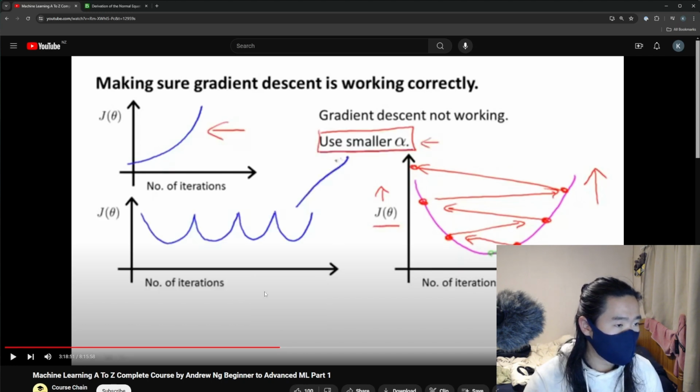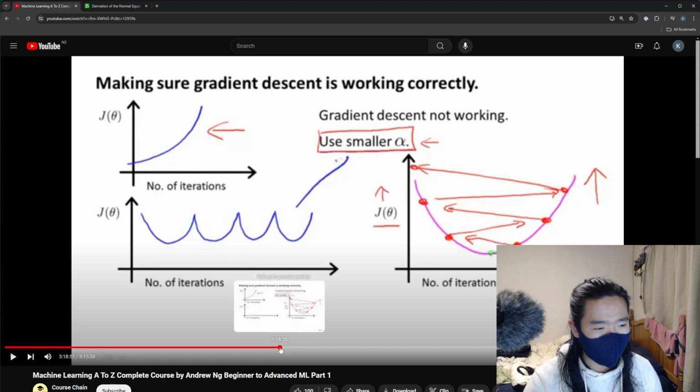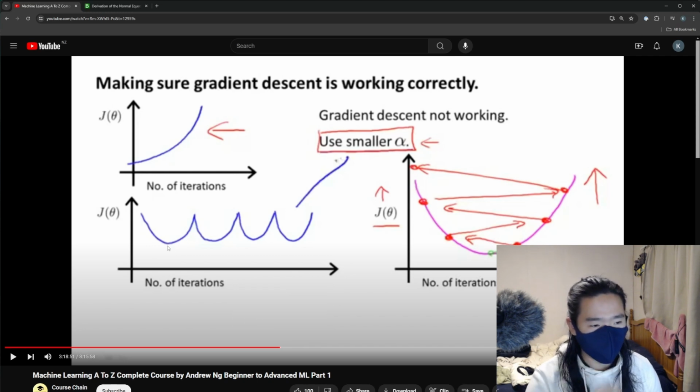You can also get this. I don't actually know, I've never seen something like this myself. I don't know in what situation you get something like this, but I guess this is when you pick an alpha where maybe you go down, but then you go back up, and then you go down and back up again. And that's just because it's overshooting the minimum.